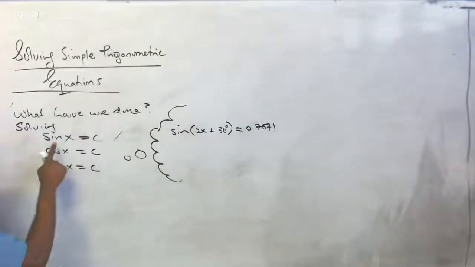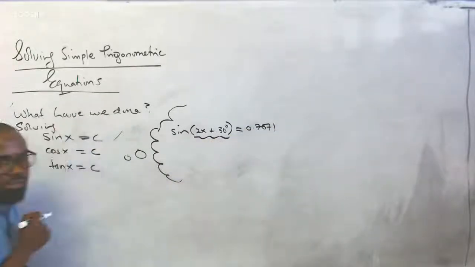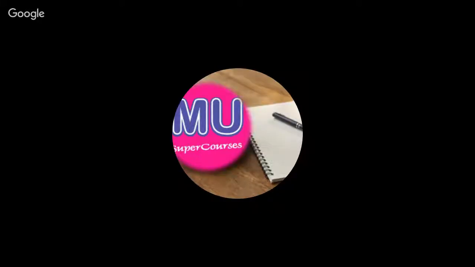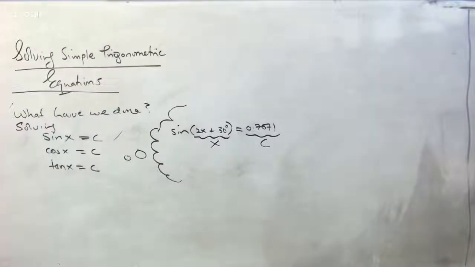Notice that this is like sine of an angle equal to a single thing over here. That's what I'm trying to get at. So this should have been like my x, and this should have been like my c. So that's all we have learned to solve. It may feel like a lot, but that's all we've been solving so far, right?